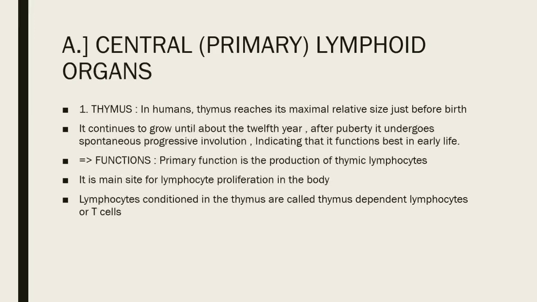So firstly, central or primary lymphoid organs. So first, thymus. In humans, thymus reaches its maximal relative size just before birth. It continues to grow until about the 12th year. After puberty, it undergoes spontaneous progressive involution, indicating that it functions best in early life.